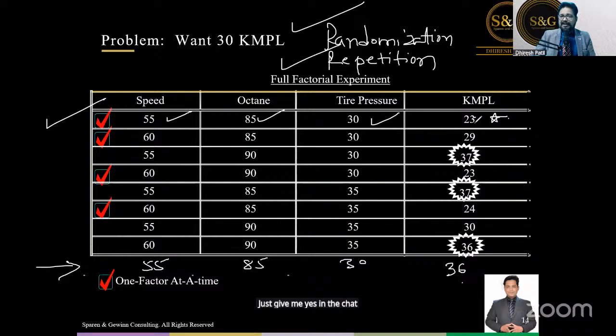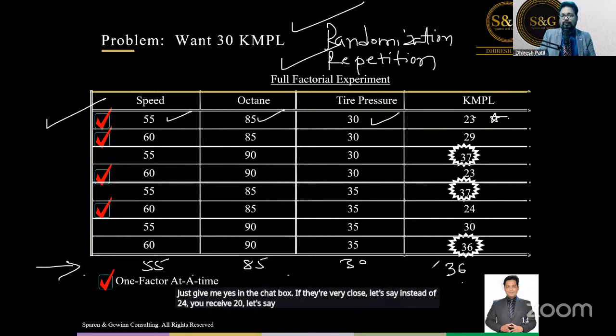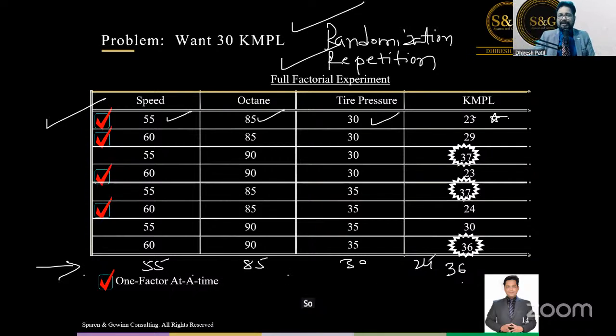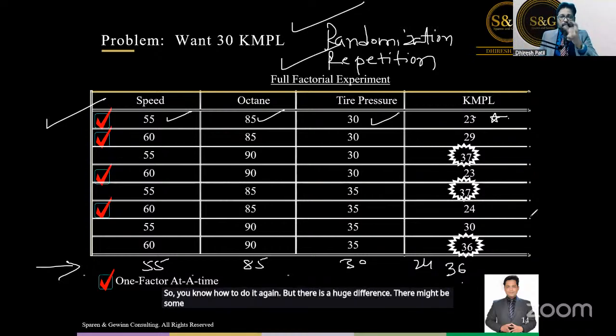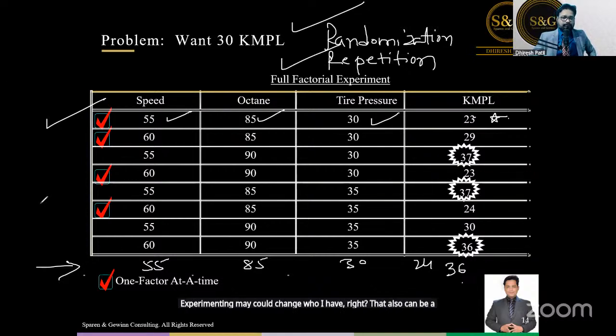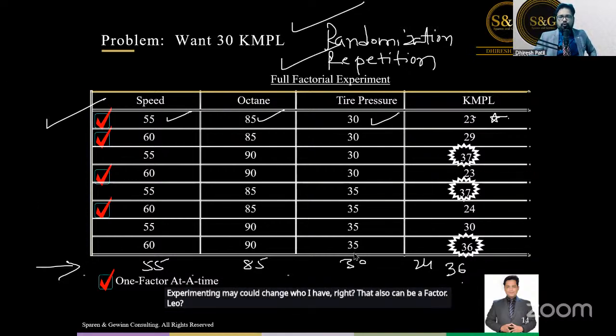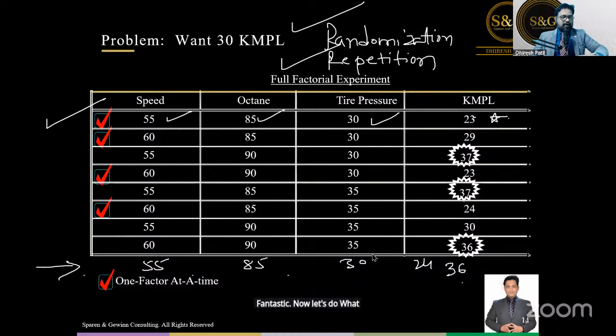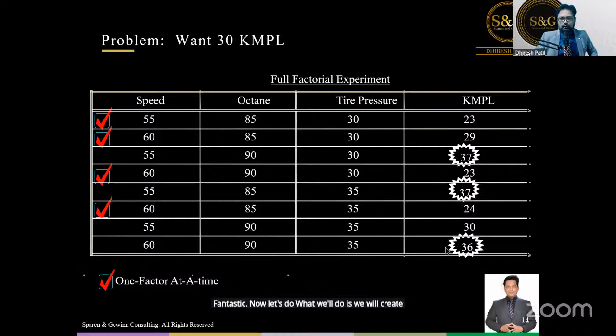If they're very close, let's say you get 24 instead of 23, it's okay. They're very close by, right? So you need not do it again. But if there is a huge difference, it might be a recording error. It might be a setting error. While doing the experiment, something in the setting changed, right? That also can be a factor. Clear? Fantastic.